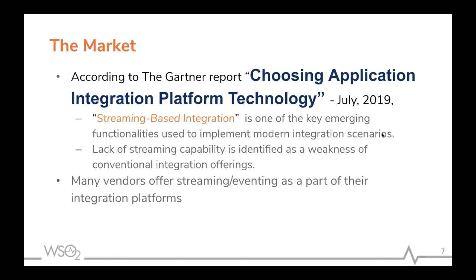evidence for this is the Gartner report that was published in July 2019 with the title Choosing Application Integration Platform Technology. It has two key findings. One finding is that streaming based integration is one of the key emerging functionalities used to implement modern integration scenarios, and it also says that lack of streaming capabilities is a weakness of conventional integration offerings. In the wake of this, many vendors offer streaming or eventing as part of their integration platform.